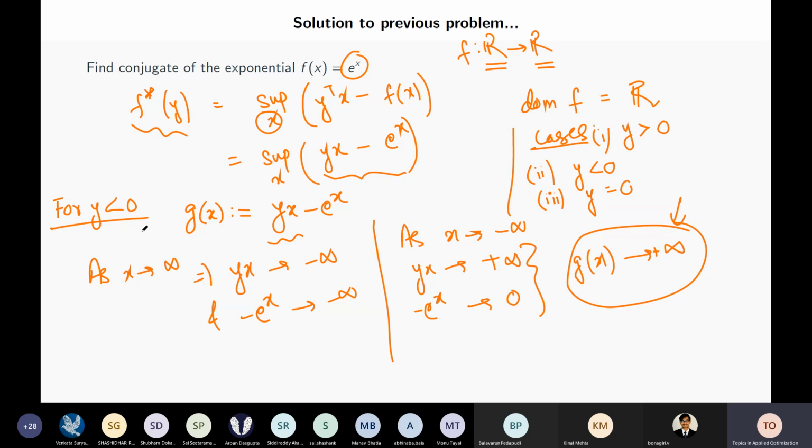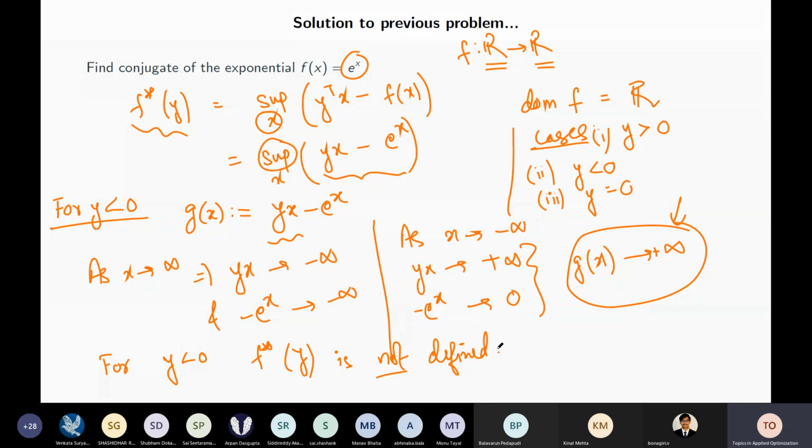So we know that for y less than 0, there are values of x for which the supremum is going to infinity, and this supremum will catch the higher values, which will be plus infinity, right? So this is going to be unbounded. So this is not going to be well defined. So for y less than 0, f star of y is not defined. Okay, so this we know.